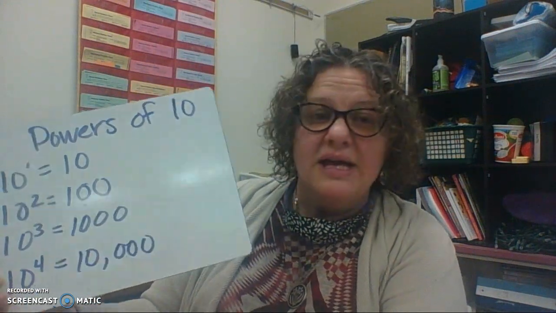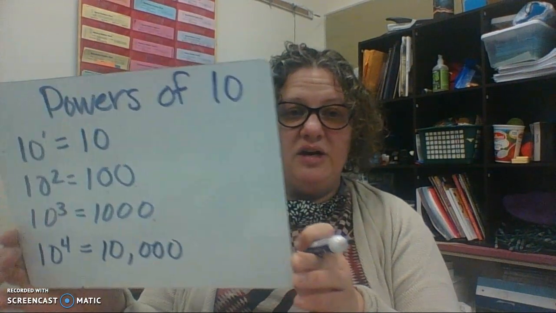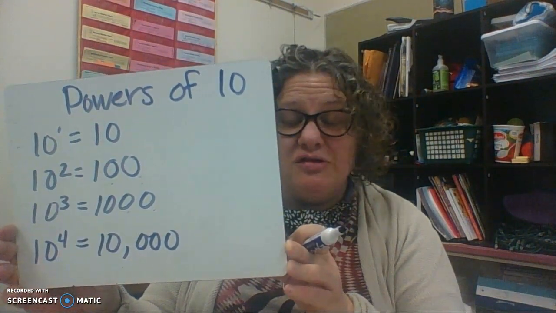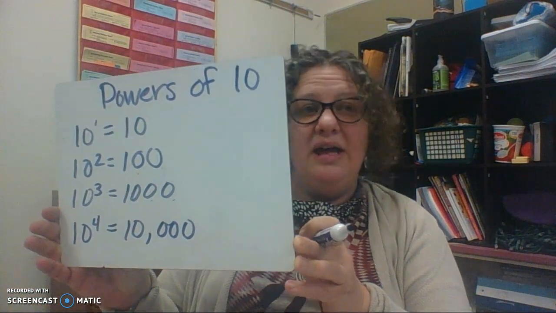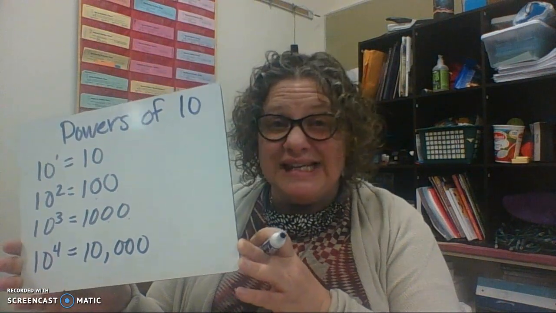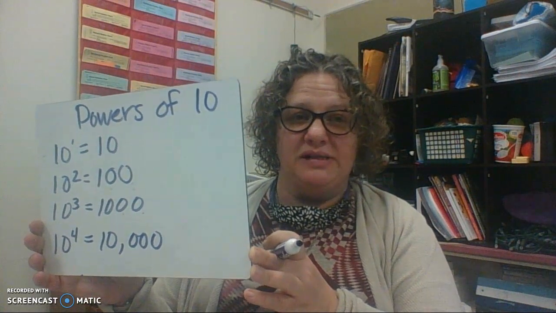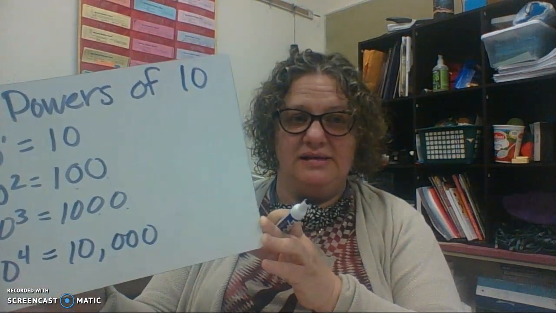10 to the second power is 100, and we count 2 zeros there. 10 to the third power is 1,000, and we count 3 zeros there. 10 to the fourth power is 10,000, and we count 4 zeros there. Okay? So that's just to break that down. If you see 10 to the 10th power, there's going to be 10 zeros in the number. If it's 10 to the 16th power, there's going to be 16 zeros there. Whatever your power is to 10, that's how many zeros you're going to see in the number.